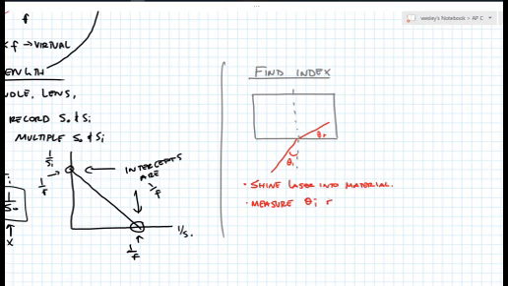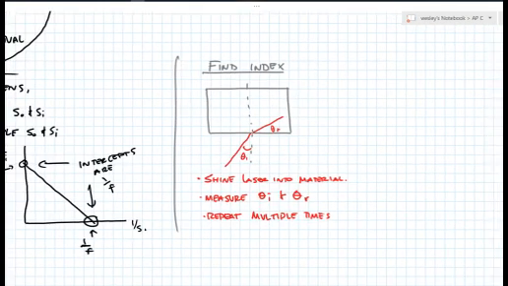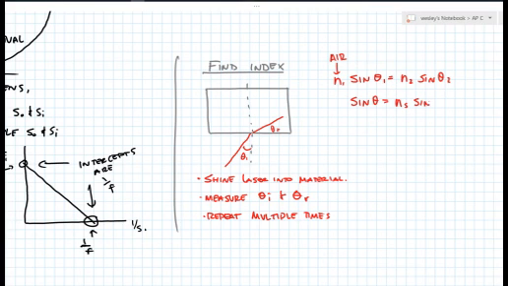Measure the incident angle and the refracted angle. Repeat multiple times. And lo and behold, we're going to make a graph. So we know that N1 sine theta 1 is equal to N2 sine theta 2. So sine theta 1 is equal to N2 sine theta 2.